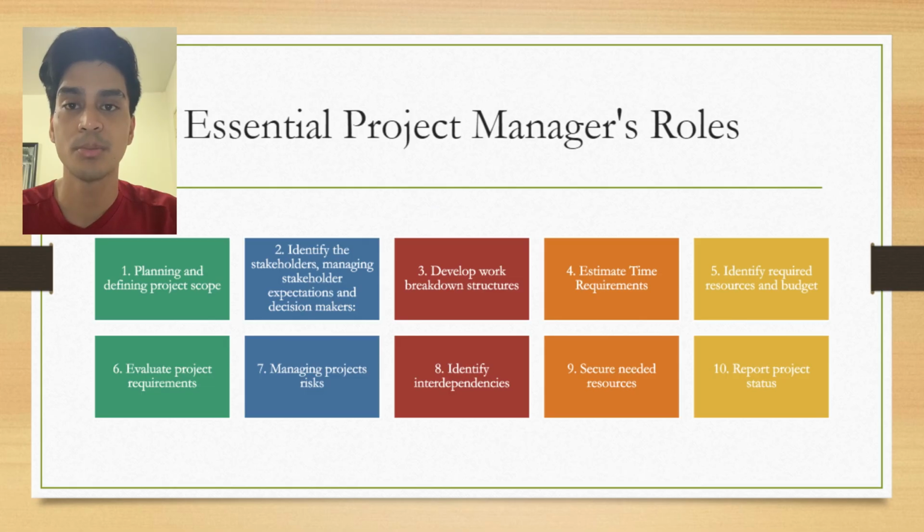To establish the project objective, define the scope, and create a detailed project plan. The second one is the project manager needs to identify the stakeholders, managing the expectation and also the decision makers. The project manager will engage with stakeholders, understand their needs and expectation, and also manage their involvement through the project.